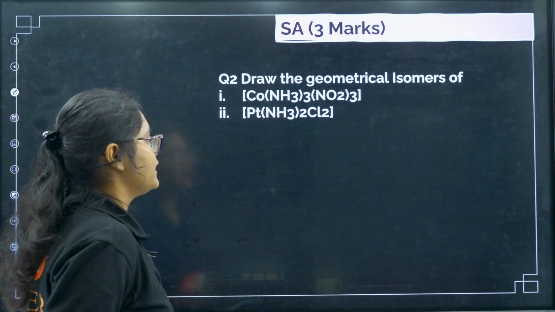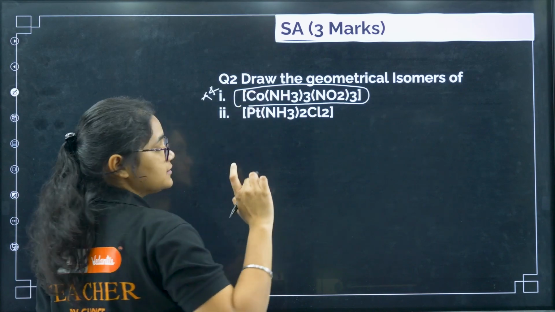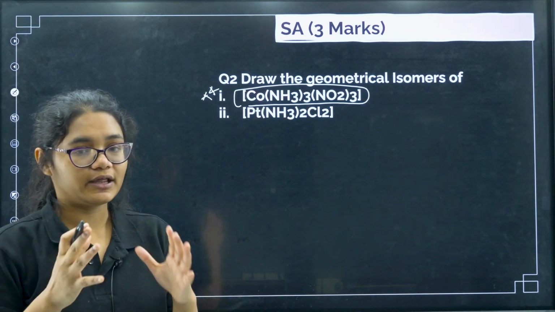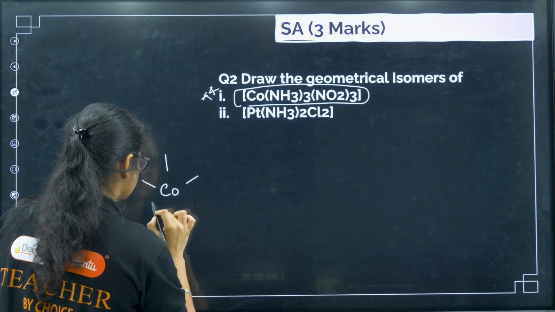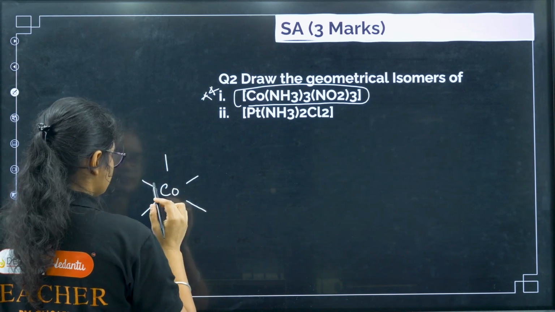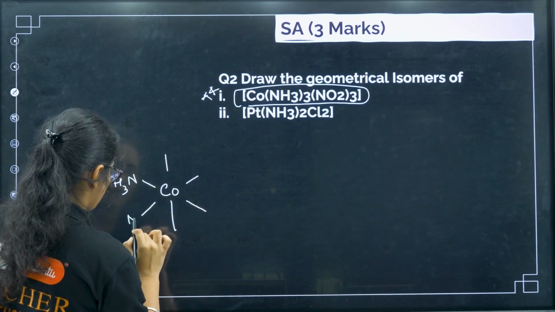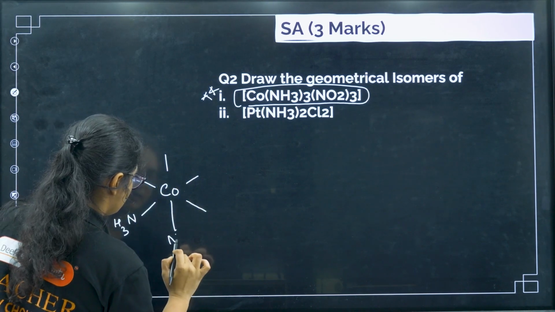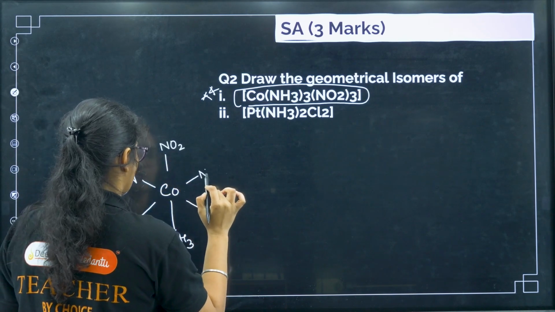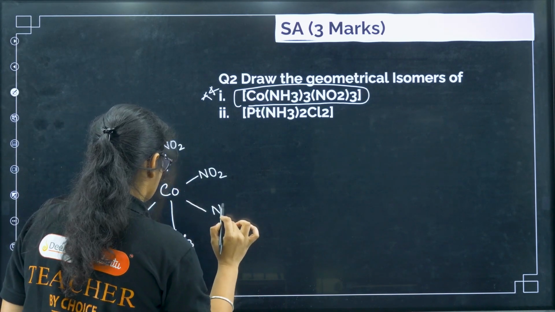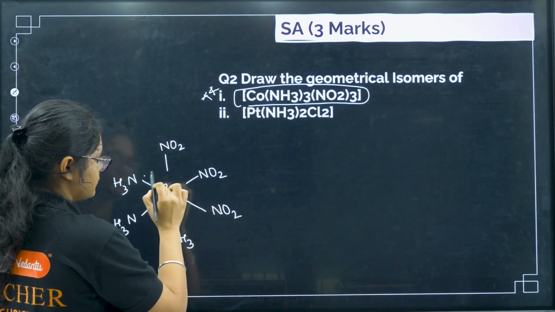Next, draw the geometrical isomers. Remember, this example is very important. It exhibits facial and meridional isomers. Okay, so for example, Co, you have like this, right? If you have NH3, NH3 and NH3, and you have NO2, NO2 and NO2. Okay, so this is the facial geometry.